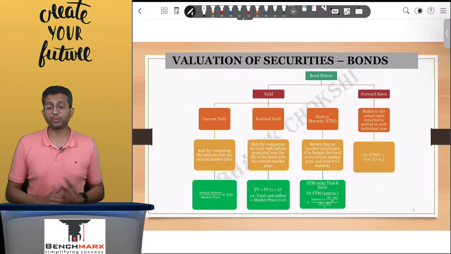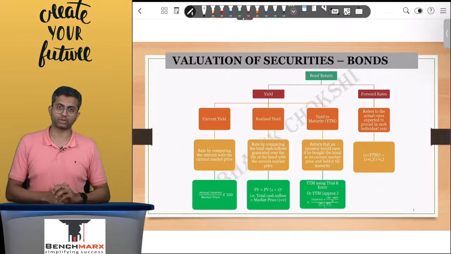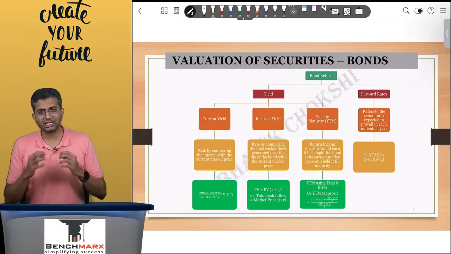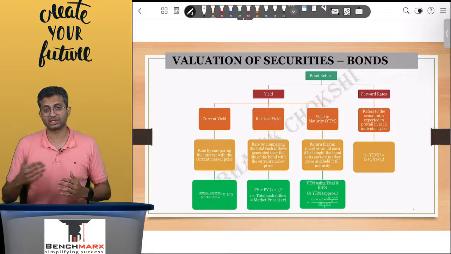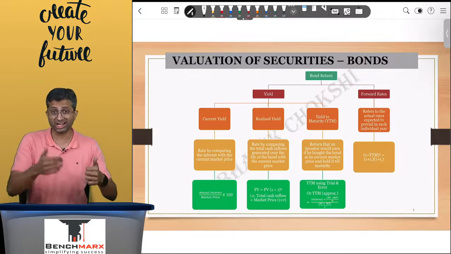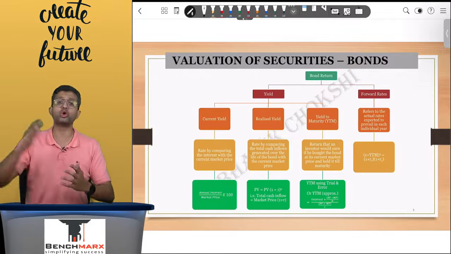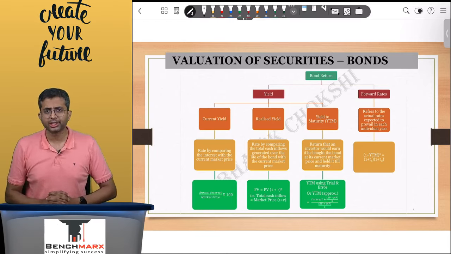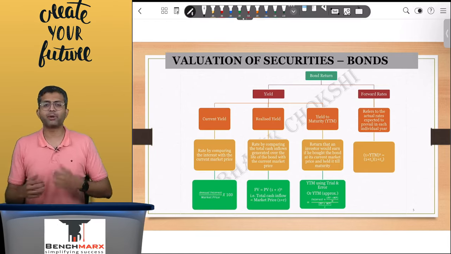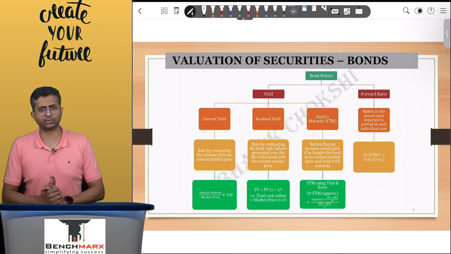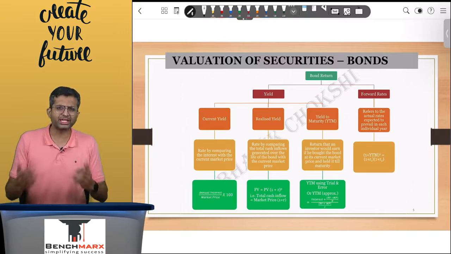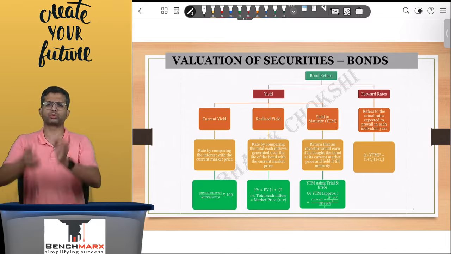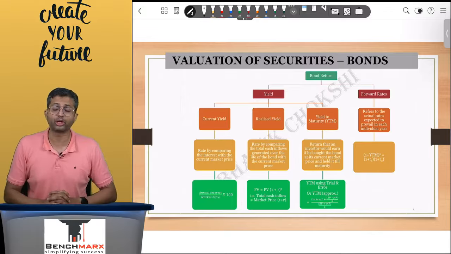So which is the most popular and the important method? Well, that is yield to maturity. Yield to maturity refers to the return that an investor gets if he were to purchase the bond at today's price and if he were to hold this bond up to maturity. This is calculated by the trial and error method and using interpolation in the most accurate way. Like you do IRR in case of capital budgeting projects, YTM is the IRR of the bond.